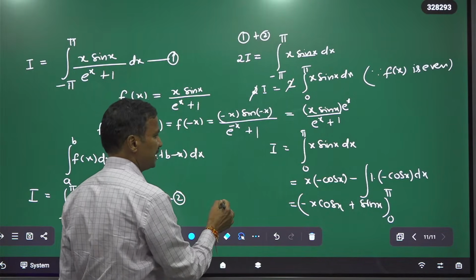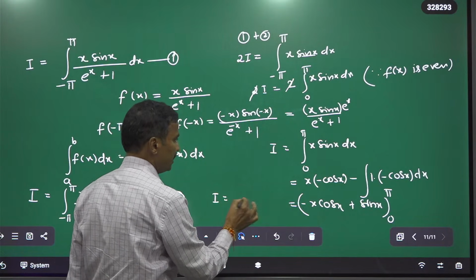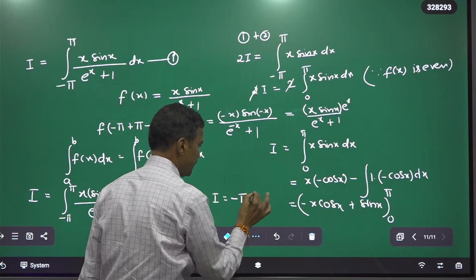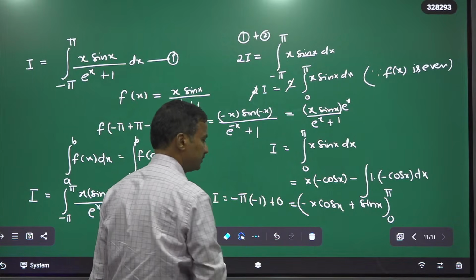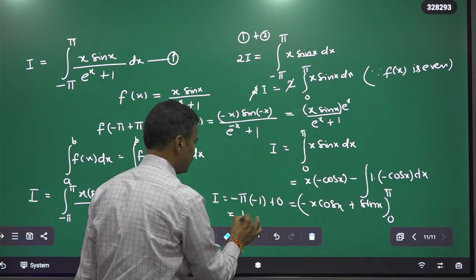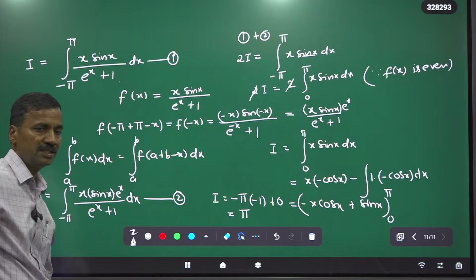Now I is equal to, substituting x equal to pi, it becomes minus pi times cos pi, which is minus 1, and sin pi is 0. Substituting the lower limit gives 0, so I is equal to pi. Therefore, this value is pi.